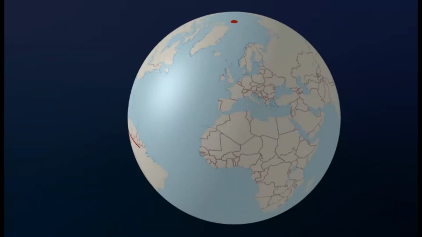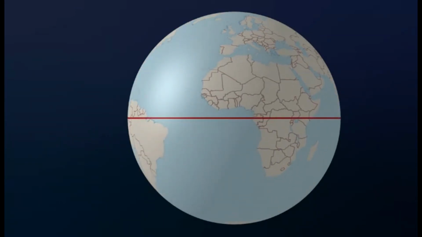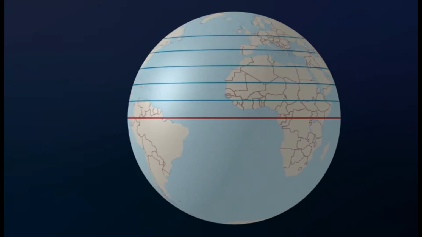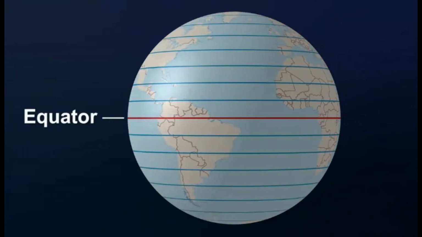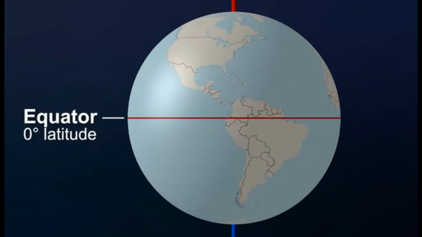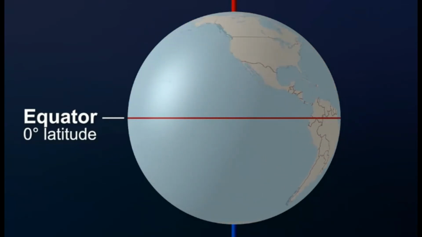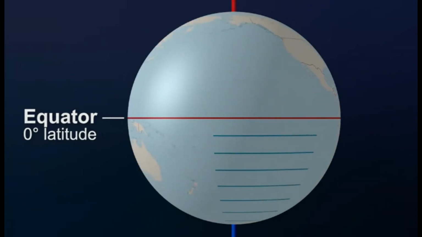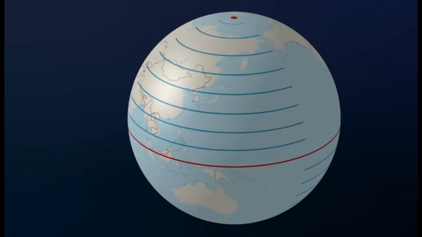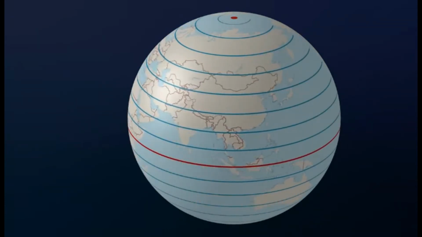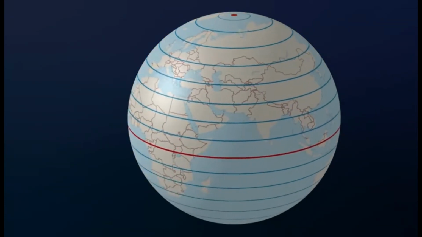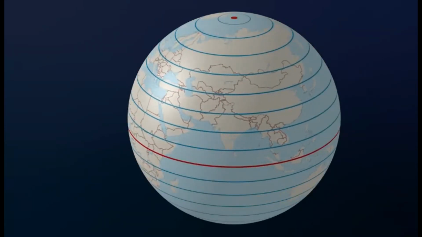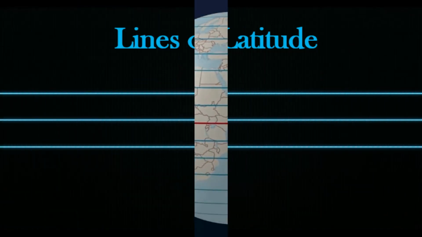Other lines on a globe are called lines of latitude. They are used to describe positions north or south of the equator. The equator is halfway between the North Pole and the South Pole. Lines of latitude circle the Earth parallel to the equator. For this reason, they are also called parallels.